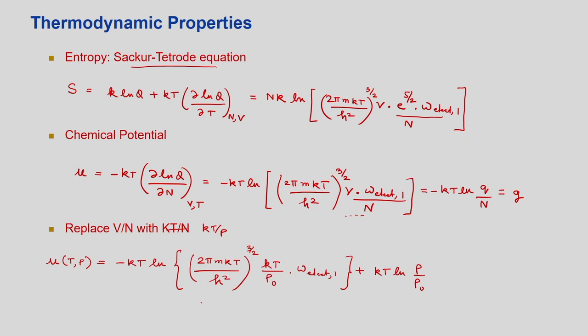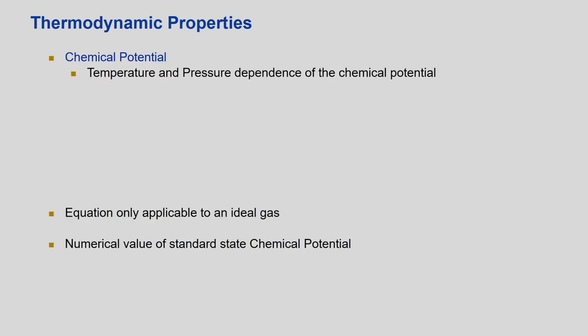So, let us see what this expression resembles. If you look at that term, this is nothing but mu of T by P. So, chemical potential can be expressed in terms of temperature and pressure, which is mu 0 of T by P0 plus kT ln of P by P0. You have mu 0, some standard state chemical potential, plus some contribution. This is what we are very familiar with in chemistry and chemical engineering.